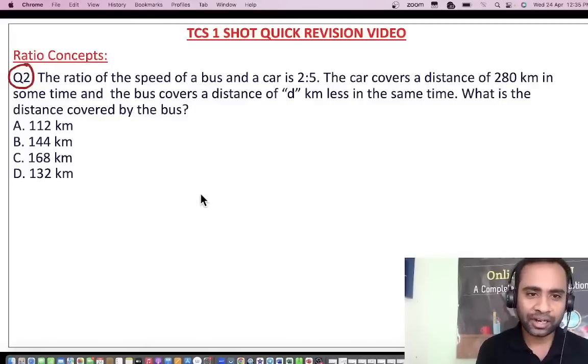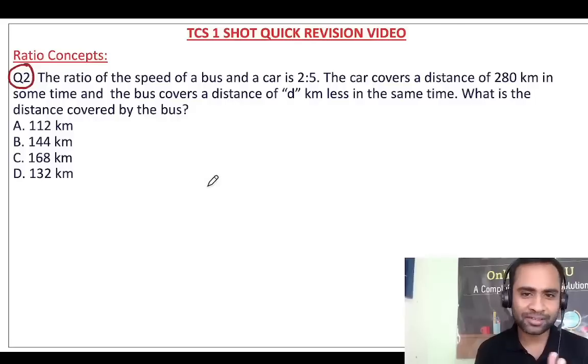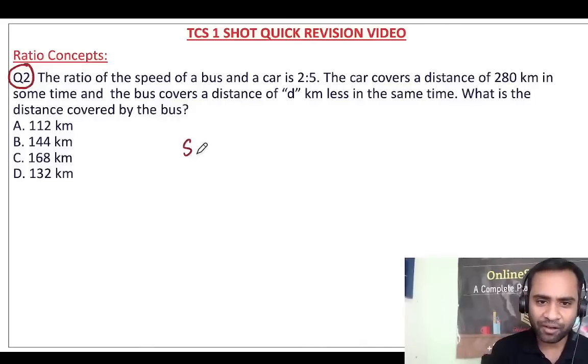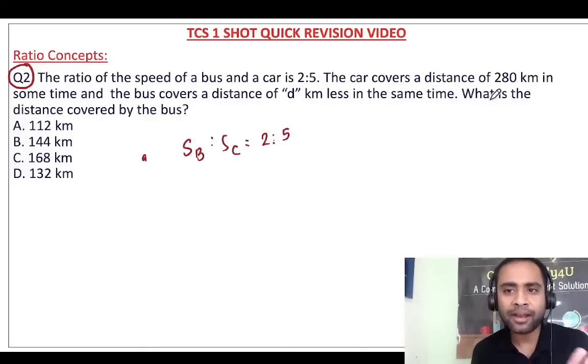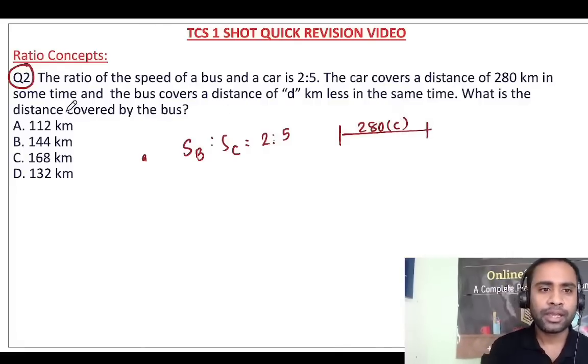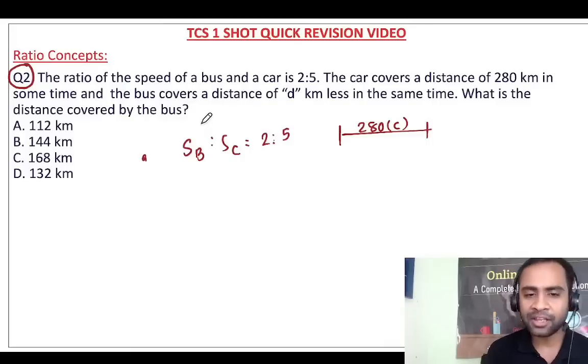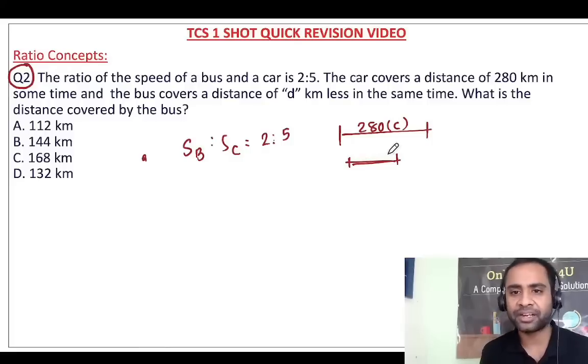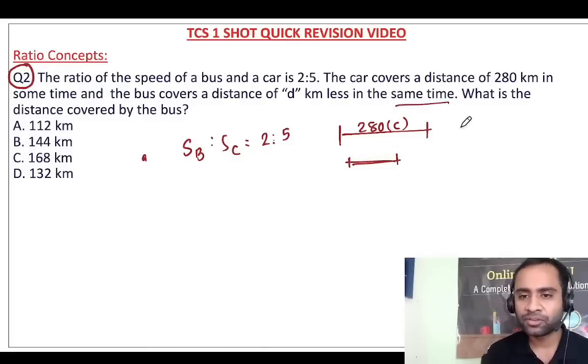Okay, now, the ratio of speed of bus and car is 2:5. Okay, sir. Now, the car covers a distance of 280 kilometer. So, sir, car is covering 280 kilometer in some time, and the bus covers a distance of d kilometer less. So, sir, bus is covering less distance in the same time. So, sir, time is fixed.